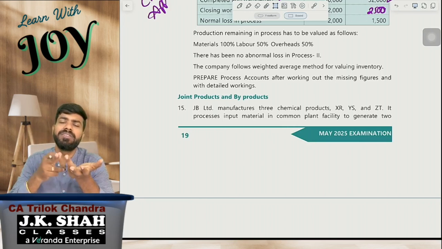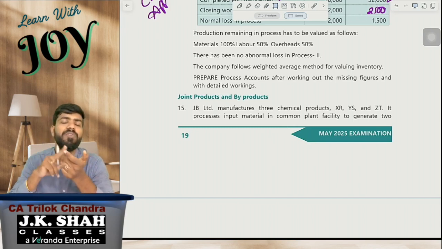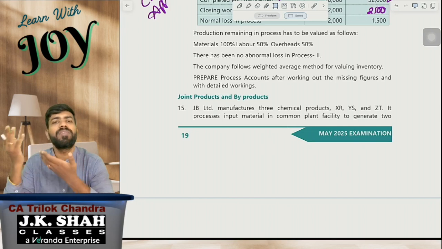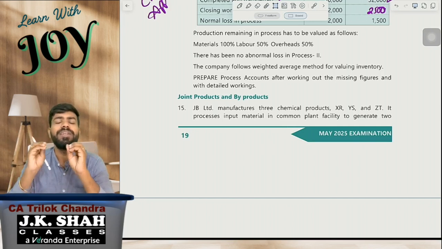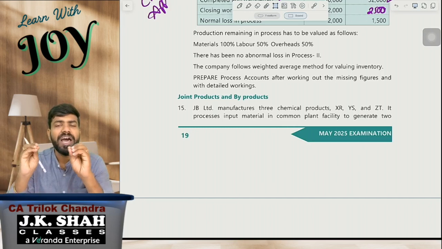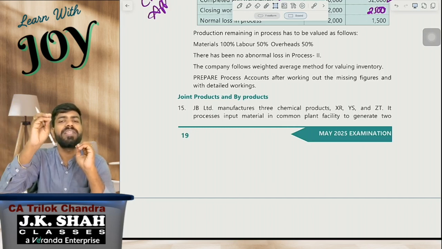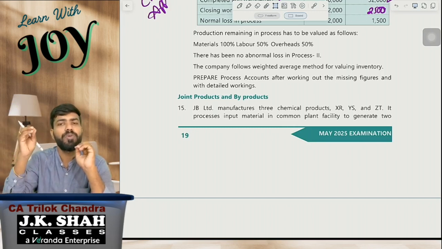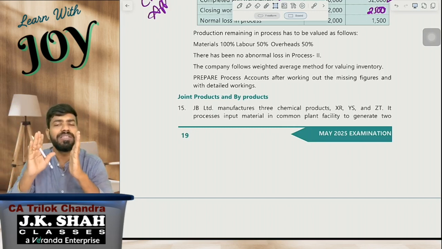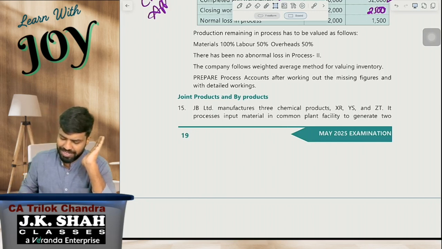Physical units method, sale value method. When it comes to sale value method, sale value at split off point, NRV, net realizable value, sale value after further processing, like that. Different models are there. We all know that net realizable value method formula is sale value after further processing minus further processing cost. This question is also based on the NRV. Let us look into the question. First, let us study the question.